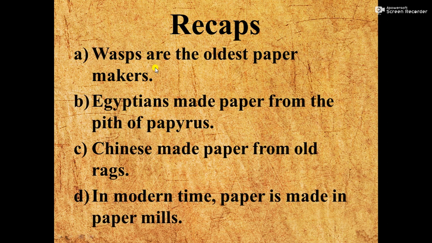So the recap of today's class. The first one, the wasps are the oldest paper makers of the world. Then the Egyptians used to make paper from the pith of papyrus. Then come the Chinese, who used to make paper from old rags. And then in modern times, paper is made in paper mills out of esparto grass and wood pulp. So I hope you have understood all the things properly about the history of making paper. Next class we'll discuss the paper making process in modern times.